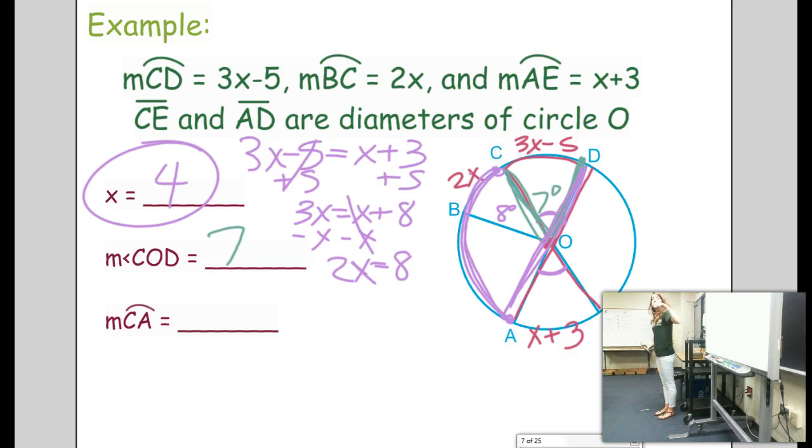We plugged it in, 4. 2 times 4. 165? There you go. It's only talking about CA, so we only need 180 minus 7. First you would find BA and then you add CB and BA together. 173.